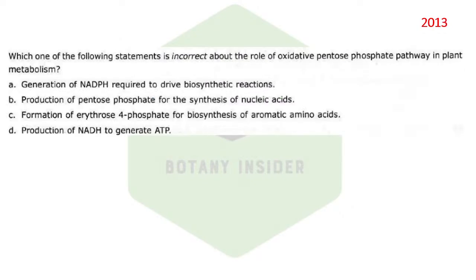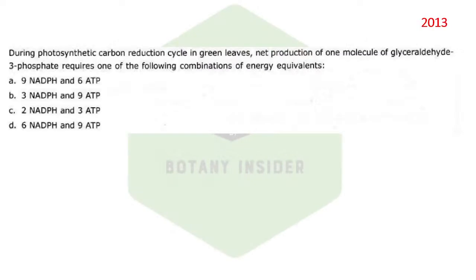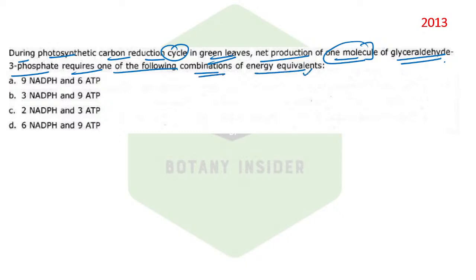Let's do one more question. Okay, this is again a very factual kind of question. Today is the first day, so I have brought a very simplified level of question, but we'll be doing every type of question in the class. So the question is, during the photosynthetic carbon reduction cycle in the green leaves, net production of one molecule of glyceraldehyde 3-phosphate requires one of the following combinations of energy equivalents. So it is asking us, during the conversion of one molecule of glyceraldehyde 3-phosphate, how many molecules of ATP would be required?